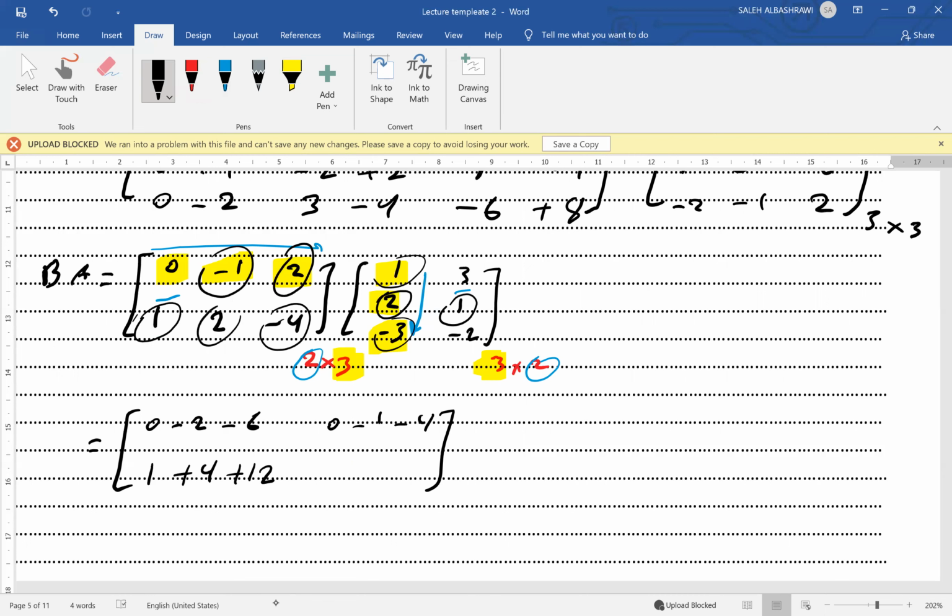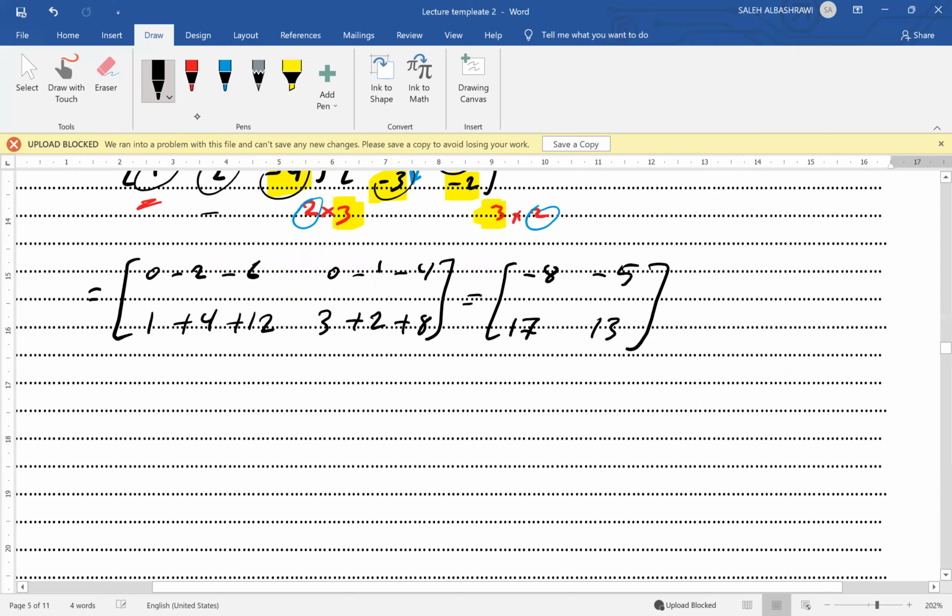Now let's move to the second column of the matrix A. 1 times 3 is equal to 3. 2 times 1 is equal to plus 2. And minus 4, this one with this one, is equal to plus 8. So that will give me now -8, -5, 17, and 13.